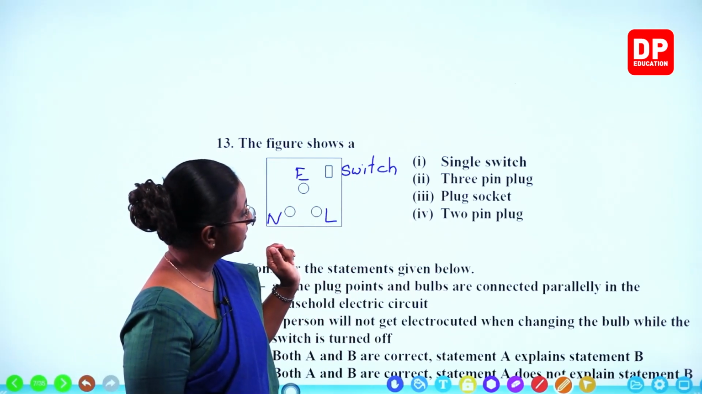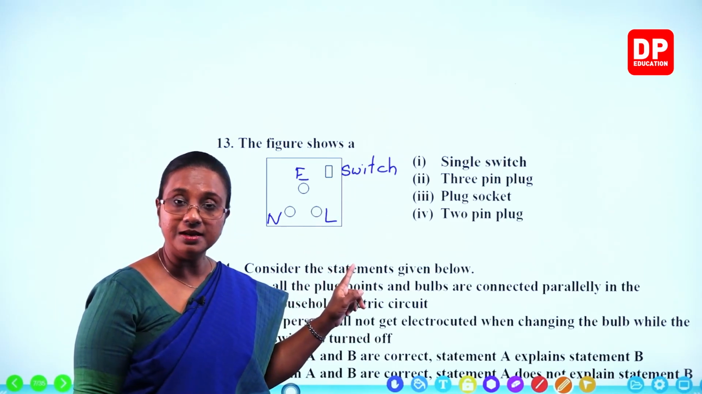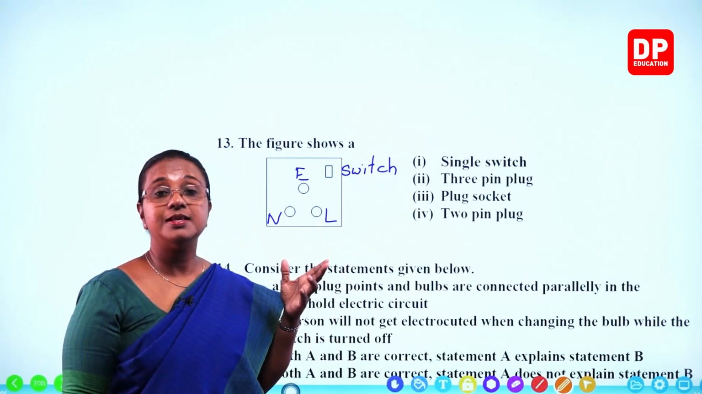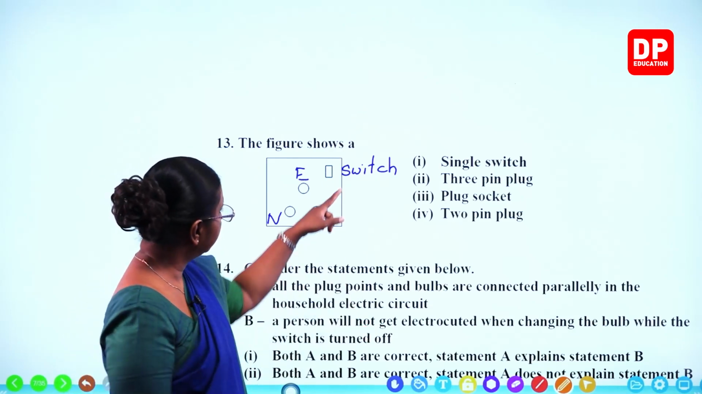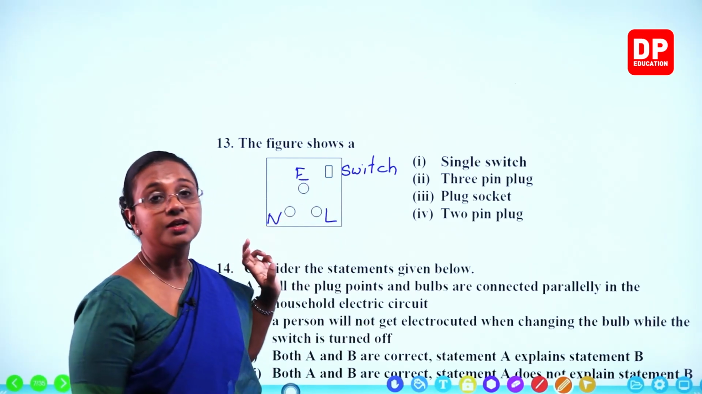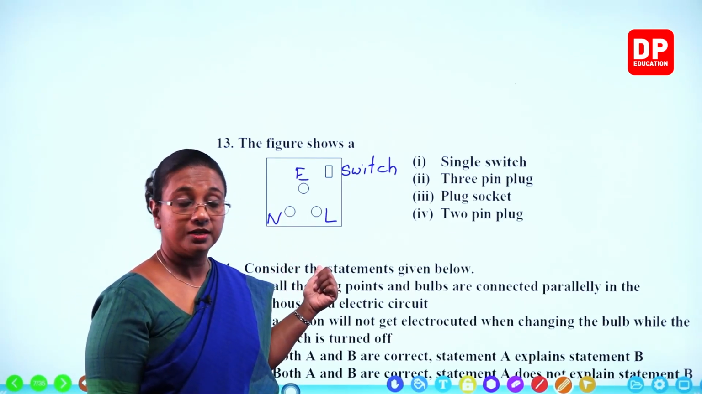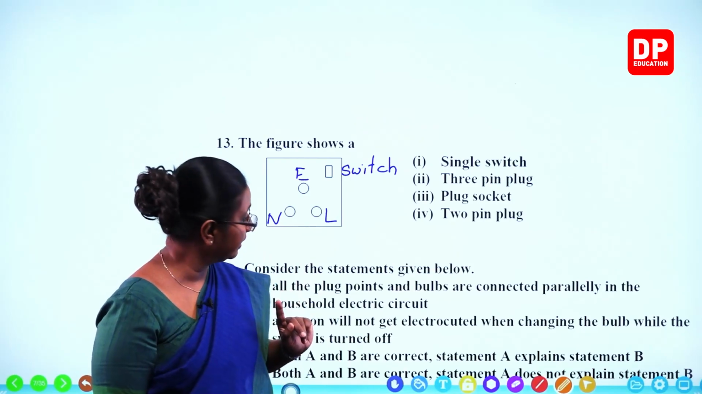Then the second answer, 3-pin plug. Now this is 3-pin, but it is not a plug. It is a plug socket. Here this is a plug socket. If we say plug, it is what you plug into the socket. So here it is the 3-pin plug socket. So the second answer is also incorrect.